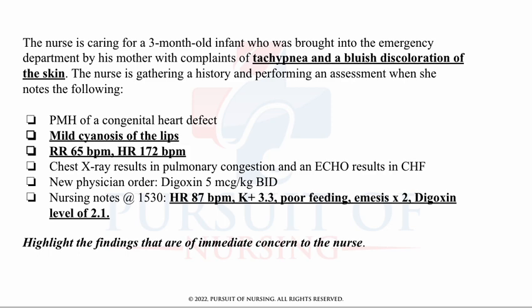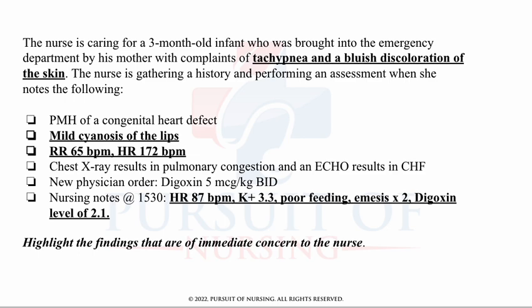So you need to know and be able to recognize that a normal digoxin level is 0.8 to 2. Signs of digoxin toxicity include poor feeding and emesis. Also, hypokalemia can potentiate digoxin toxicity. A normal potassium is 3.5 to 5, so 3.3 is low. So the hypokalemia may have potentiated the digoxin toxicity, which is evidenced by the digoxin level of 2.1, the heart rate of 87, the emesis, and the poor feeding.